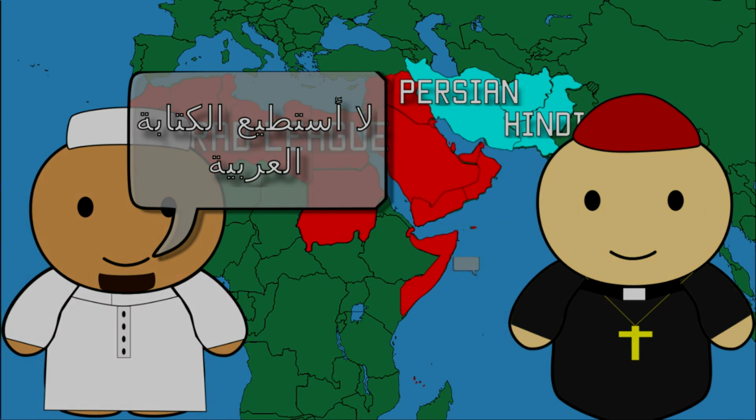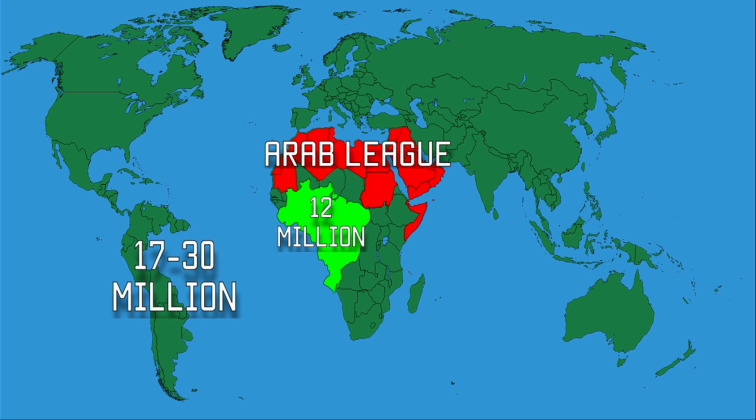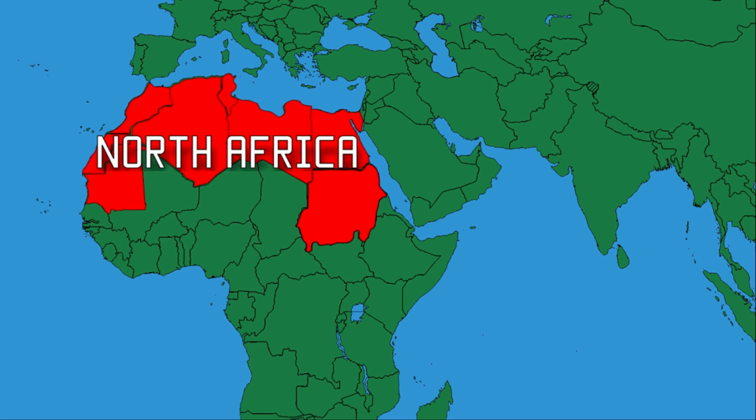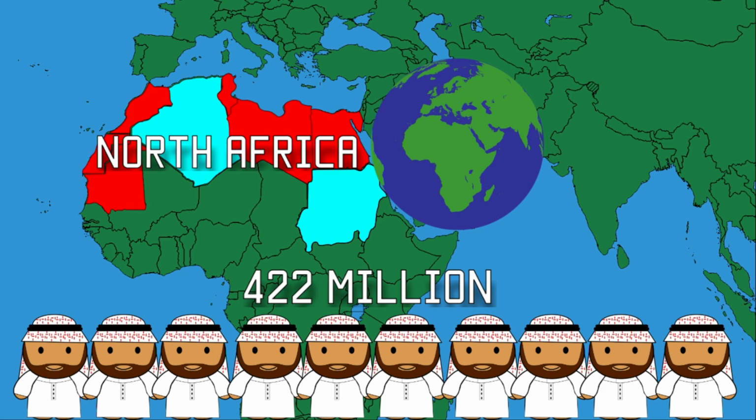Oddly enough, if you look up the Arab League, you will see that Brazil has semi-membership, and this is because Brazil has 12 million Arabs living there. Latin America actually has the largest Arab population outside of the Arab world, between 17 and 30 million people. And while we normally think of the Arab world as being mostly in the Middle East, North Africa is actually the most populous Arab area, and includes the two largest African countries, Algeria and Sudan. Arabs are a huge ethnic group, totaling 422 million people. They are the second largest ethnic group in the world behind the Han Chinese.